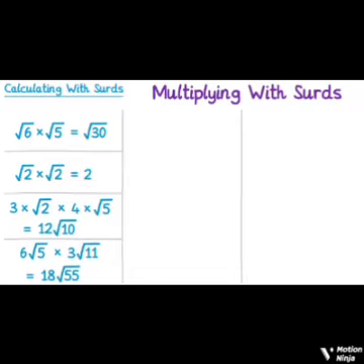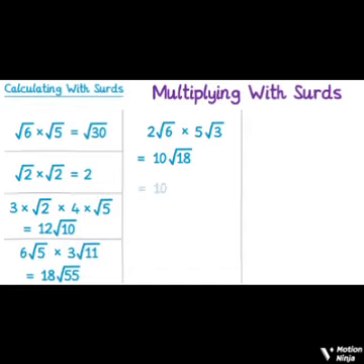Now sometimes you might get a question that requires more simplification. So let's try this one. Let's start with the 2 times the 5, which gives us 10, and then square root 6 times square root 3 is square root 18. But square root 18 can be simplified.